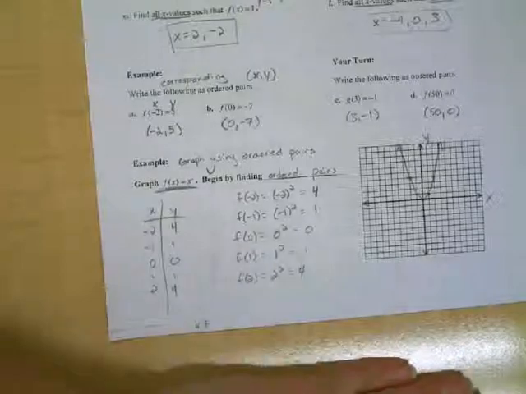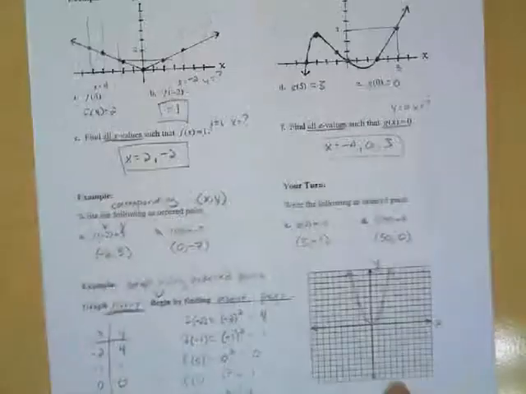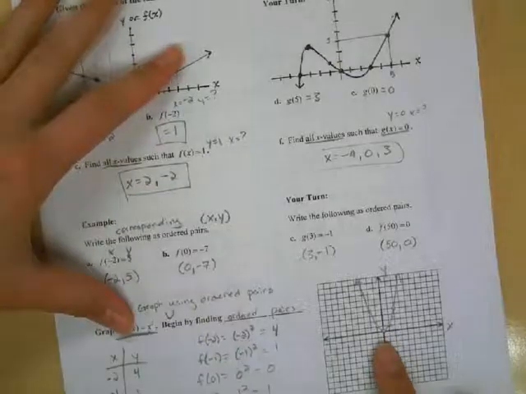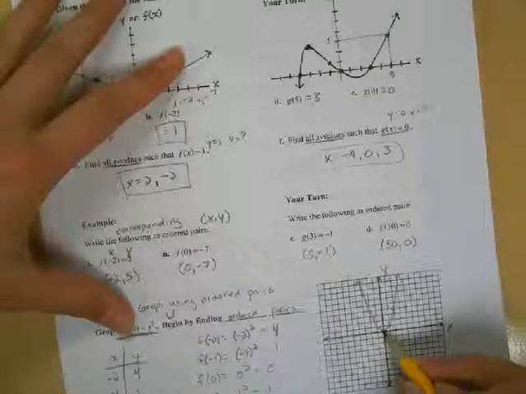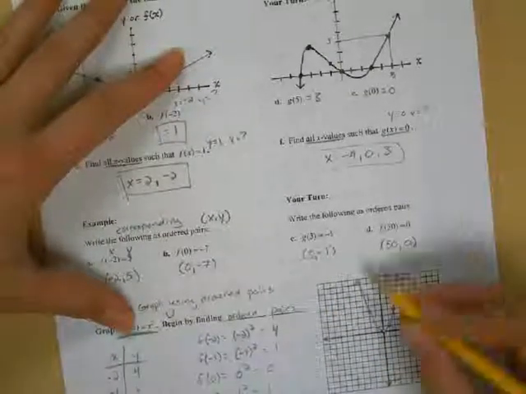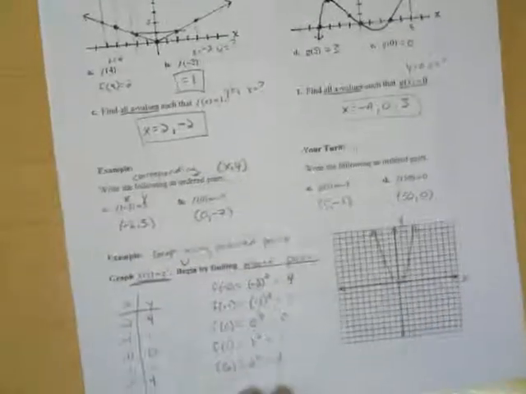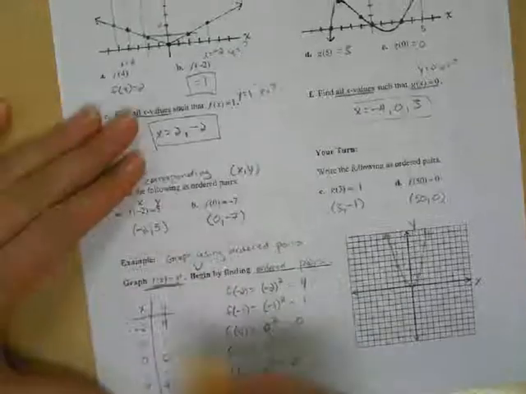Okay, so that would be a quadratic, which if you look back at the parent function chart, it looks just like this. It comes down, it touches 0, 0, and it's got that nice little U shape. Okay, but this is graphing using ordered pairs, and you need to be able to do this. You need to be able to create this chart. Okay, now here's another one for you.